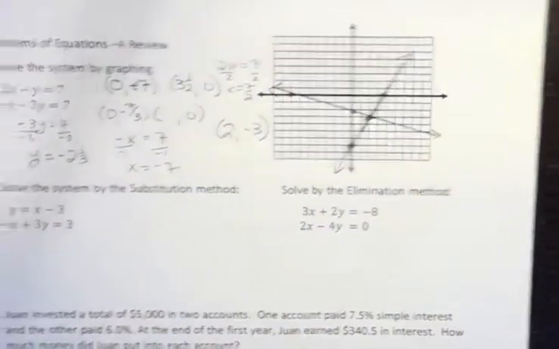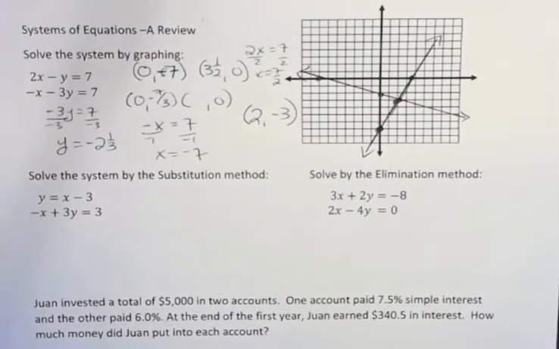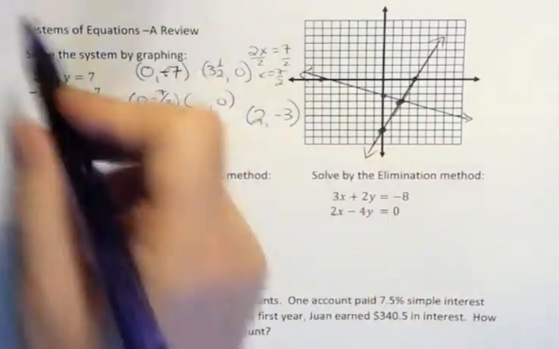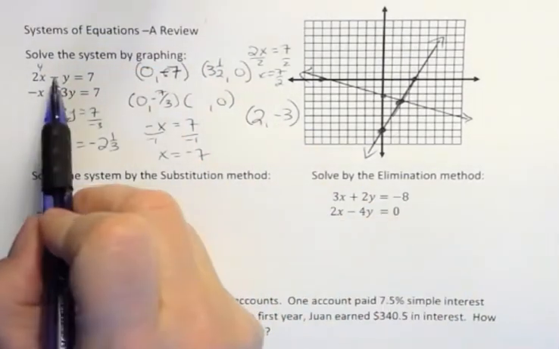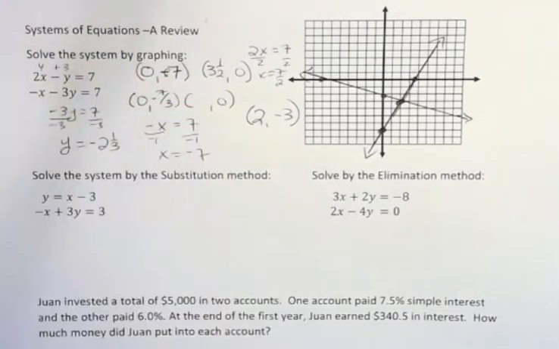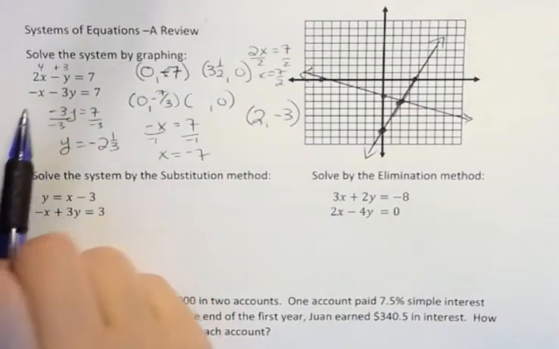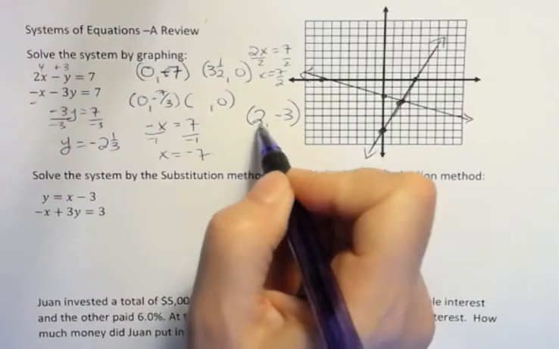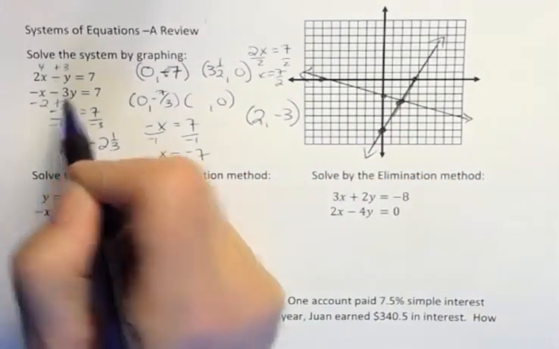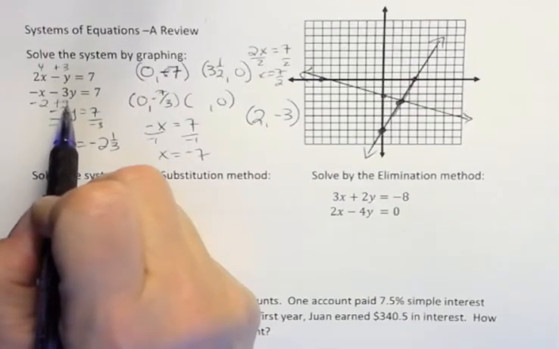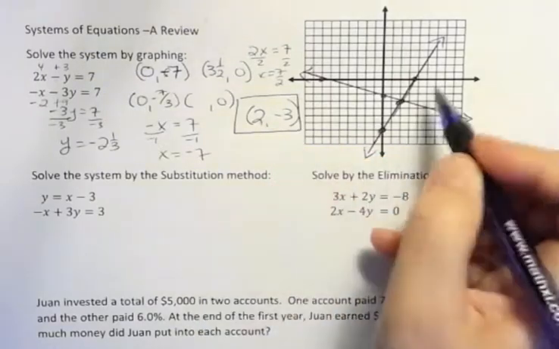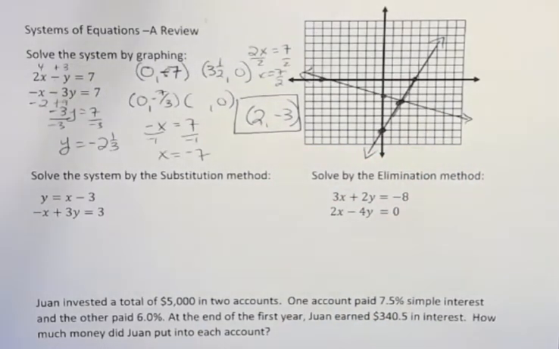Before I box that and go on, I'm going to check it. It's not hard to check. 2 times 2 is 4, and then minus negative 3 is actually plus 3. 4 plus 3 is 7. So it works for that equation. And for the second one, I'm saying negative 2 plus negative 3 times negative 3, which is positive 9, and negative 2 plus 9 equals 7. So it checks out in both equations. Sometimes in a graph you can be off a little bit and you might get the wrong answer, so that's a way to check it.